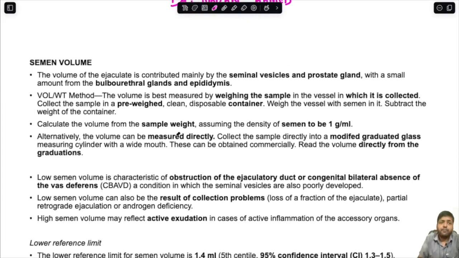How is it that you collect? Let us see. The volume of the ejaculate is contributed mainly by the seminal vesicles and the prostate gland, with a small amount from the bulbourethral glands and the epididymis, as we have already seen before.